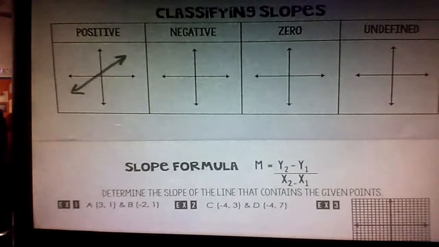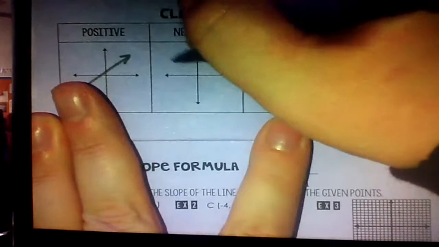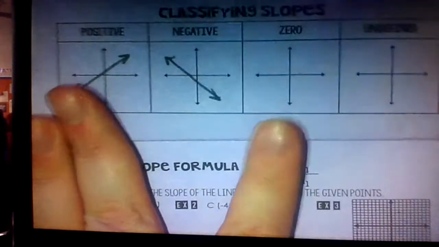Okay. What does a negative slope look like? Going down.